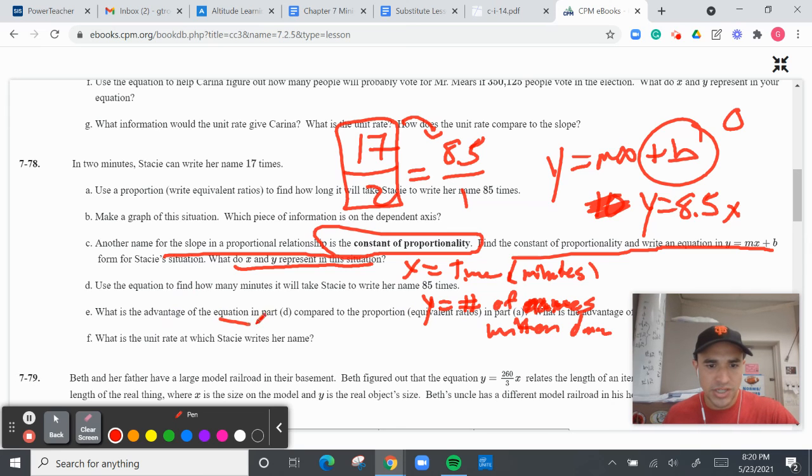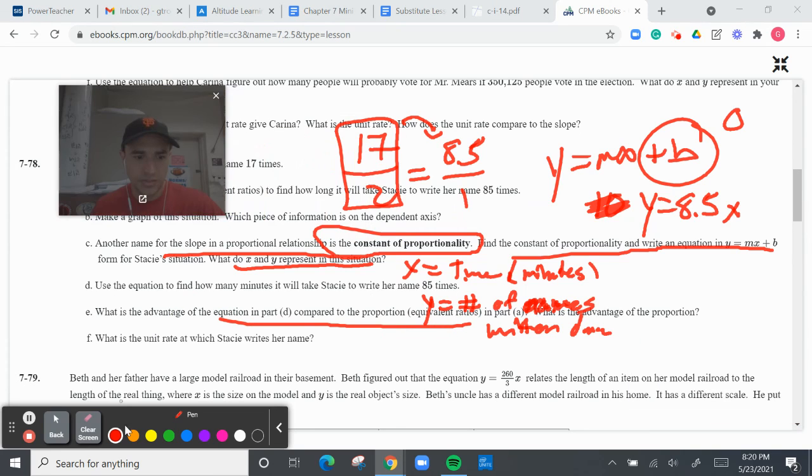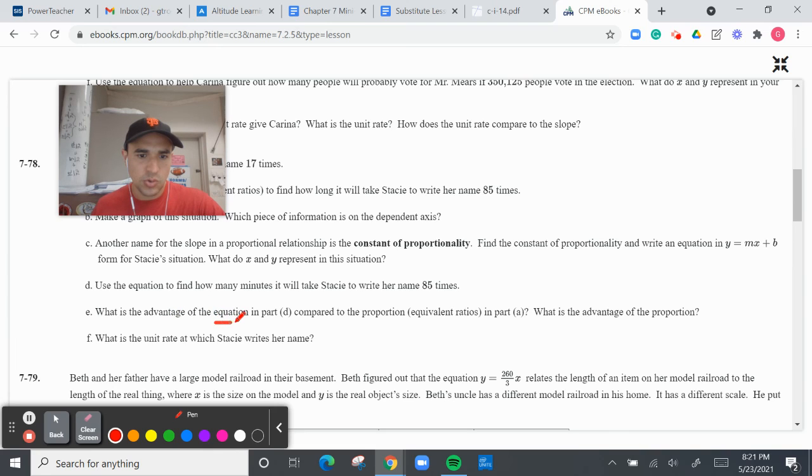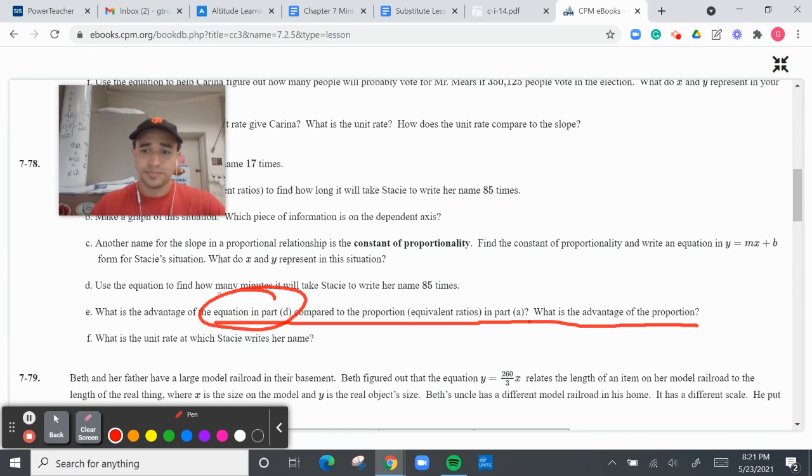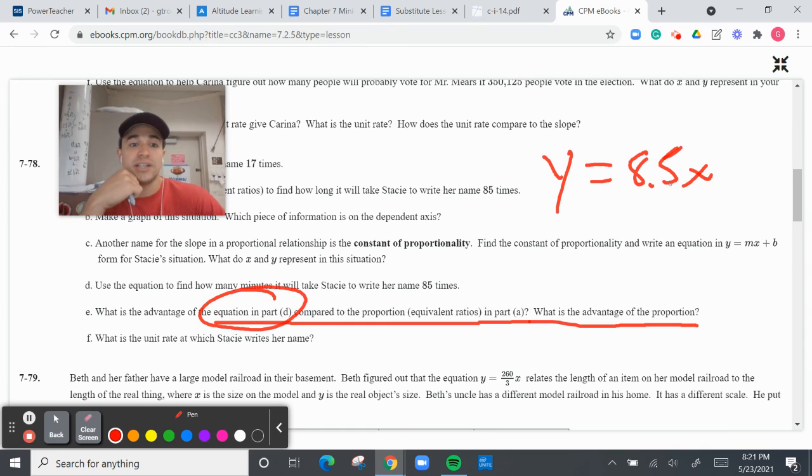What is the advantage of the equation in part D compared to the proportional relationships in part A? Okay, so first off, the advantage of the equation, you can instantly plug in and find out any amount of numbers. So with y equals 8.5x, you can instantly find out, well, what if she did it for 100 minutes? You can find out how many times she can write her name. And if you want to say, well, how long will it take her to write her name 100 times? Well, then you would just plug in 100 for her total and then just divide by 8.5.